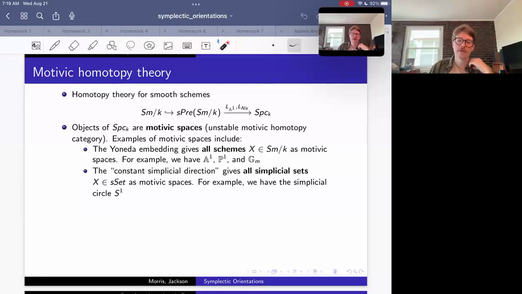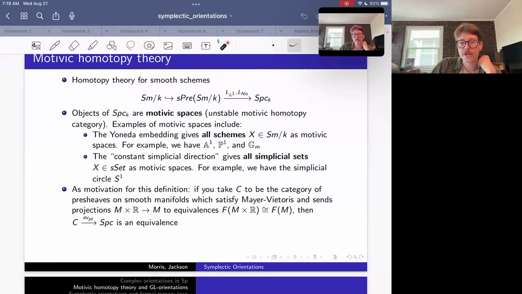In another sense, I say the constant simplicial direction, you can think constant space direction. And when I say simplicial set, you should think space. All of my spaces are inside of this category. So this category is like gigantic. It's so big. It's amazing. We have so many spaces in here to work with. And now we can try to do some homotopy theory.